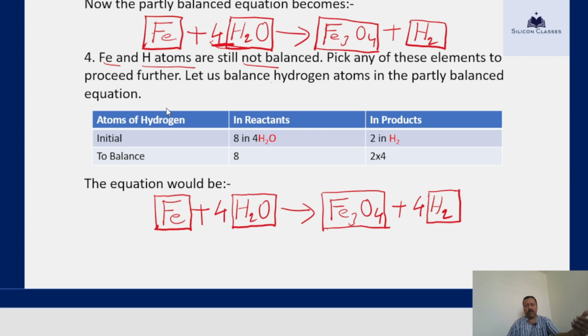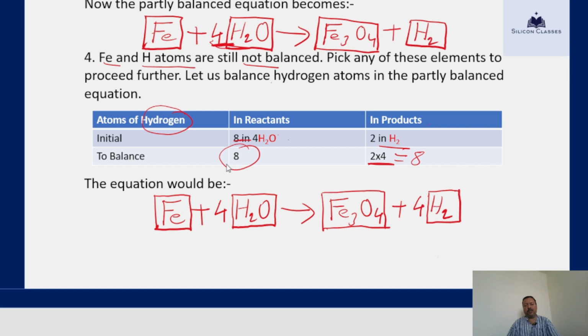By considering step 3, what are the hydrogen atoms in the reactant? The number of hydrogen atoms in reactants is 8, which is mentioned in the table. In products, it is 2. So to balance the hydrogen atoms between reactant and product, we should multiply by 2 in product so that the product side is 8 and the reactant side is 8.